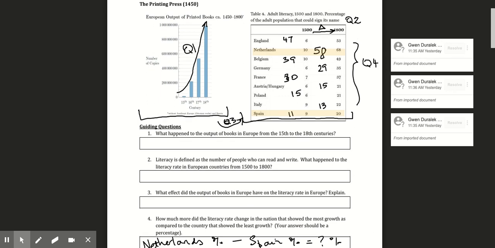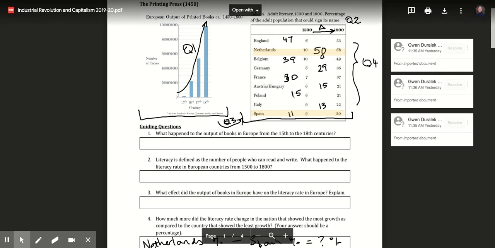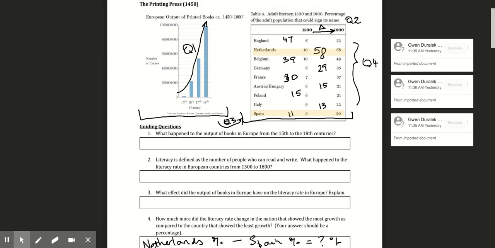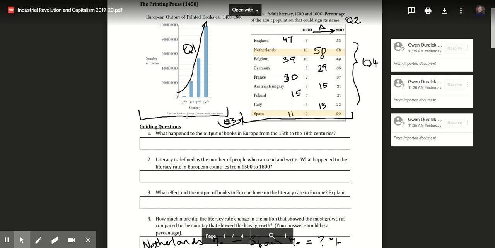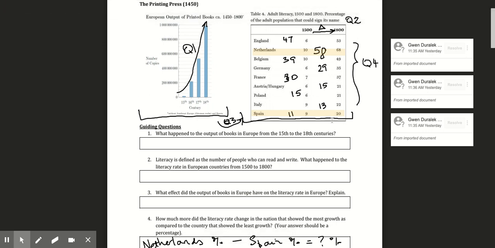For question number 3, what effect did the output of books in Europe have on the literacy rate in Europe? You're taking that first graph on the left side and the second graph on the right side and starting to make some assumptions. Did one have anything to do with the other? And that's a leading question because, yes, there's a correlation between what happened on the left and what happened on the right. So that's where this Q3 pulls in this data graph to that data graph.